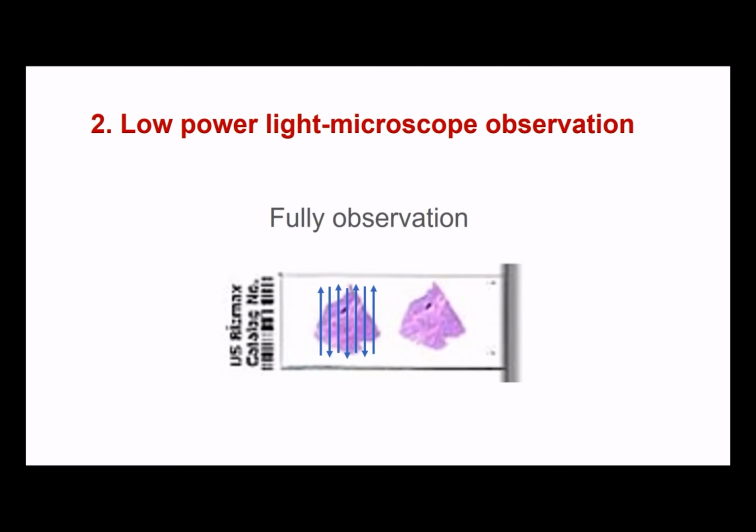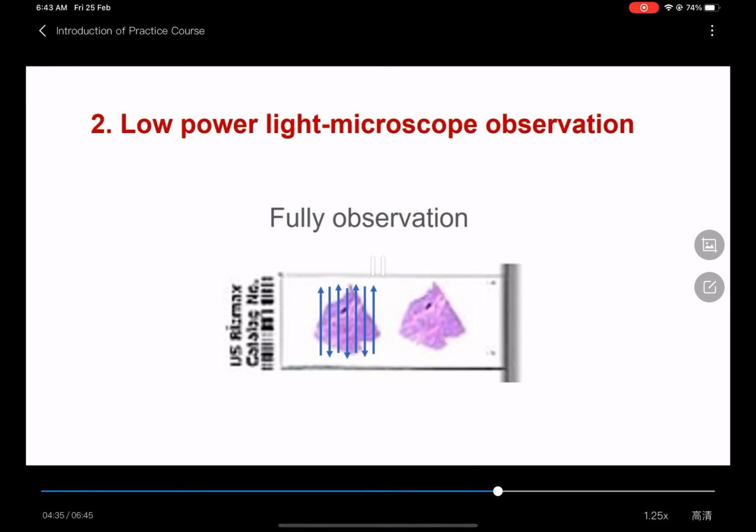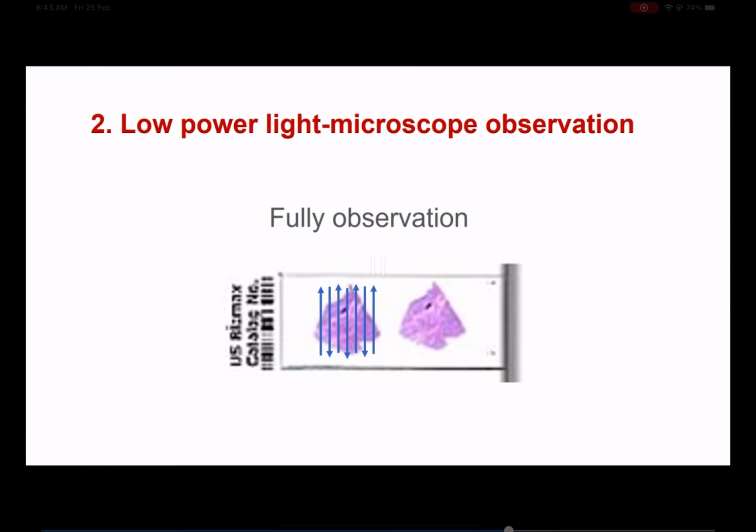The second point, observe by low power lens. We need to do a full observation. Please make sure you scan the section from top to bottom, from left side to the right side. Do not miss any corner of the slide, because pathology is different from histology. In histology class, you get a section of normal tissue. Every side of it is normal. There is no risk of missing something. But with a section from abnormal tissue, we do not know where the lesion could be. So we need to fully scan the whole section in order to capture all the lesions and avoid misdiagnosis.